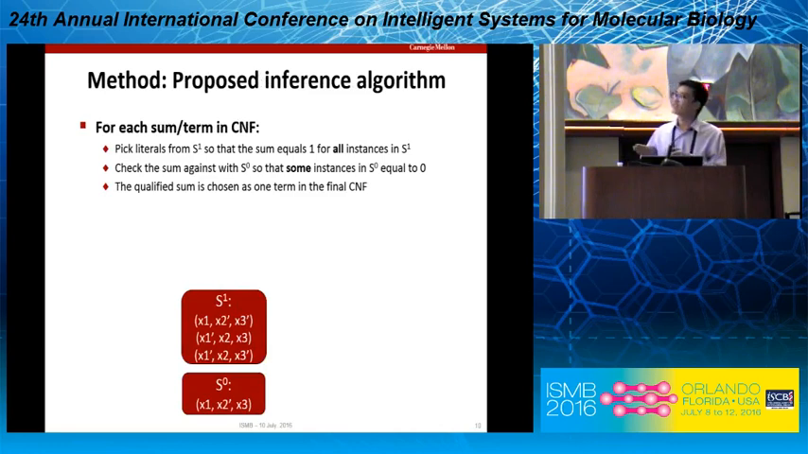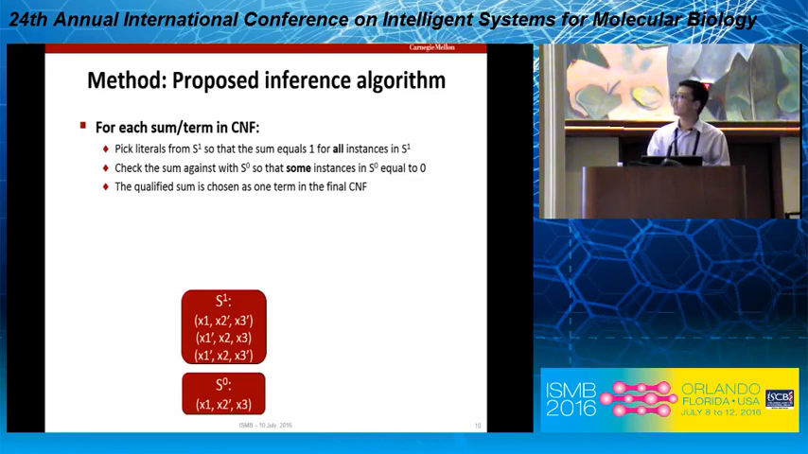So we need to do the product of sums, so we need to infer each sum in the product. For each sum, we need to do 3 stages. We need to pick the literals from S1 so that the sum in S1 all equals 1. And we also need to check against S0 so that we make some instance in S0 equal to 0. If it's qualified, then we put it as the final one. So we can use this example to show the process.